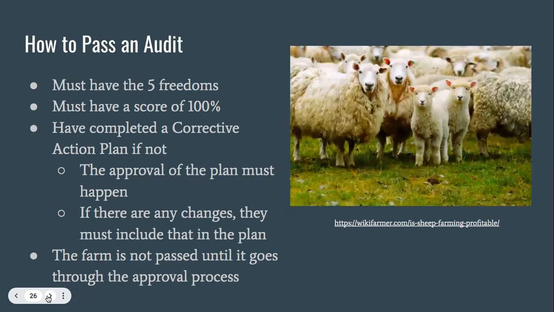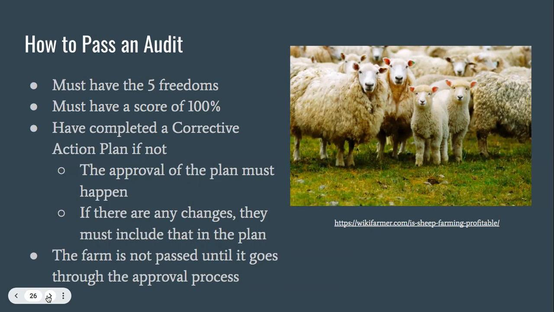So then, how to pass the audit. You must have the five freedoms in place. You must have a score of 100% or have completed a corrective action plan. If not, the approval of the plan must happen in order for you to pass an audit. And then if there are any changes at all made to your production, or how feed is presented, anything like that, they must be included in the plan, or you must update your plan. And then the farm is not passed until it goes through the approval process.